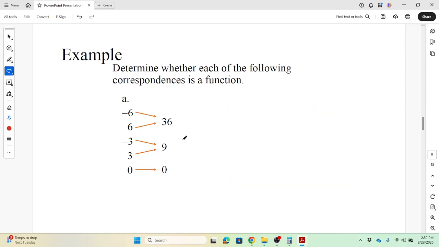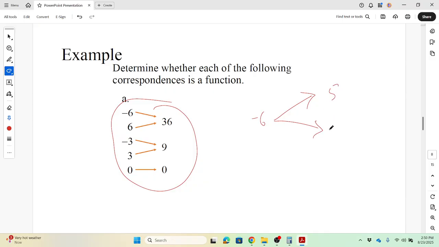Let's go to the next example. For example, instead of this, let's say you had negative 6 and there are two arrows going to 5 and negative 5, then that's not a function because for the same input negative 6 there are two outputs. So the first set is called input, the second set is called output. Okay, this is a function but this is not.